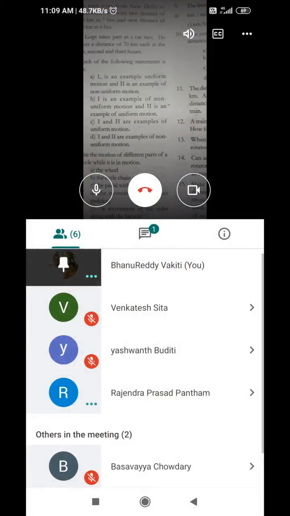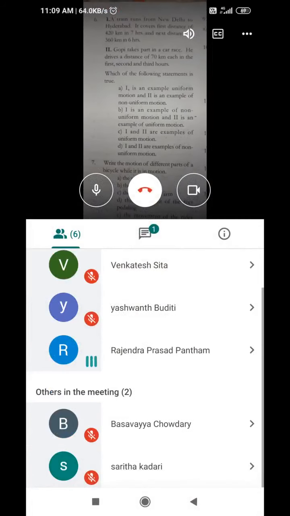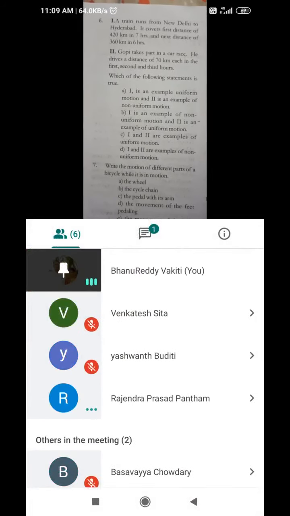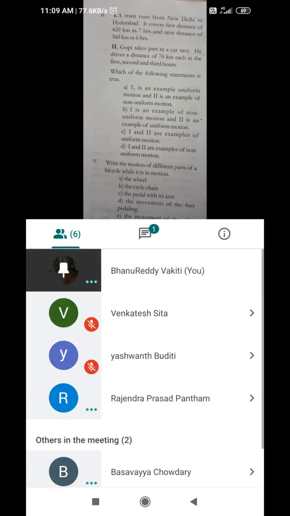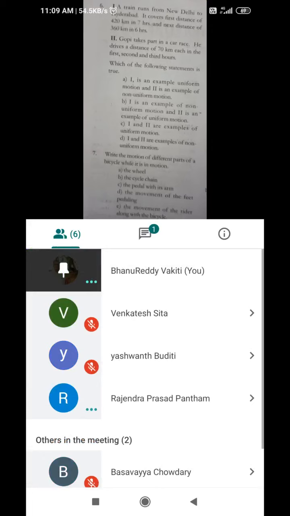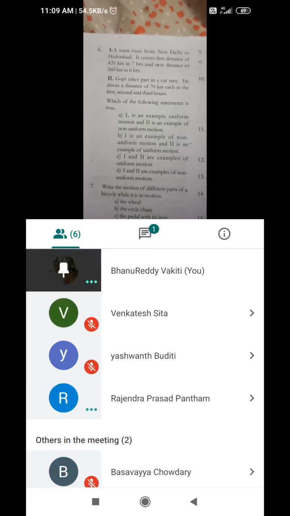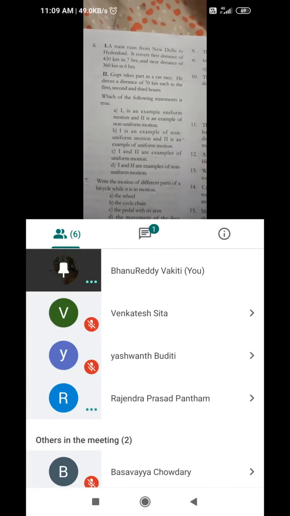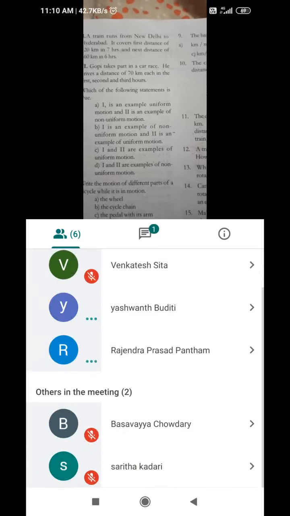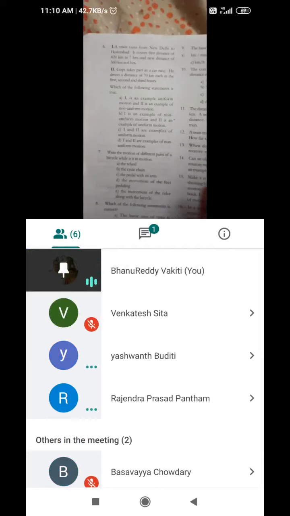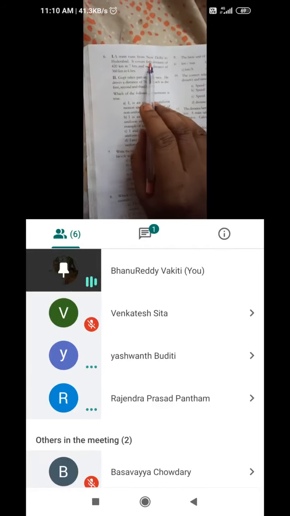So here a train runs from New Delhi to Hyderabad. Is it visible on your screen? Shreyansh? Shreyansh isn't there? Why? For maths class he attended. Now also he joined. First I observed him. Now also he joined.